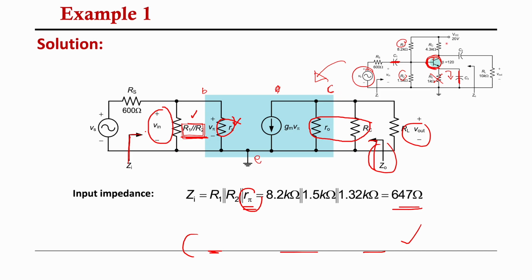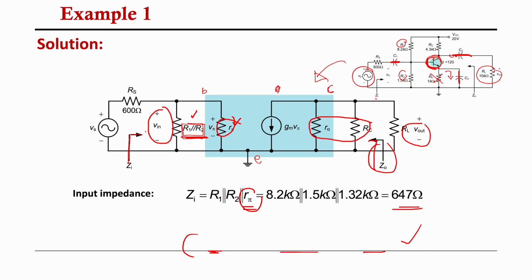And then at the collector, we have RC. So here is your RC. And then what else do we have? Your VCC will become ground, so there will be no VCC. And your C2 will become a short circuit as well, so it goes straight to your RL. So we have RL, and this is your V out.